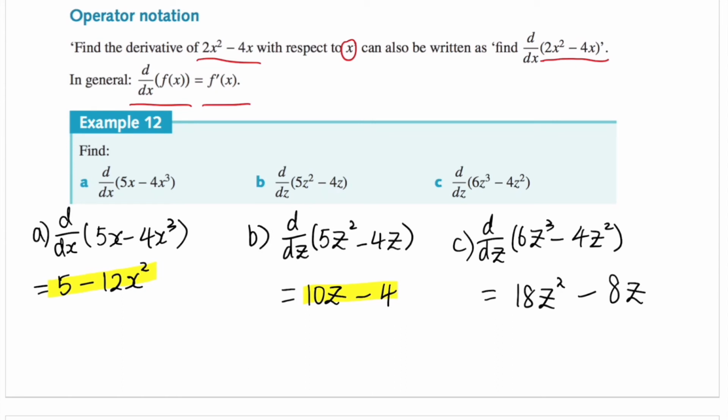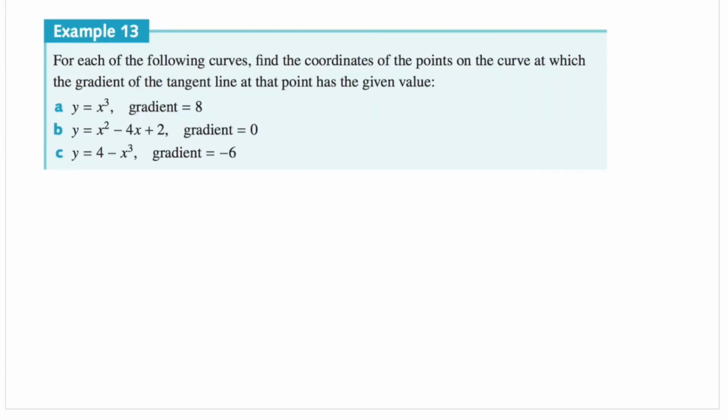And we say that the derivative of this function with respect to z is 18z squared minus 8z. Okay, last example. For each of the following curves, find the coordinates of the points on the curve at which the gradient of the tangent line at that point has the given value.